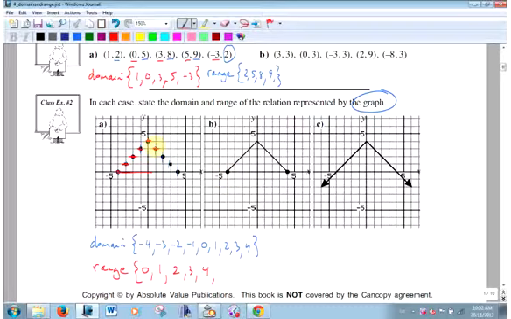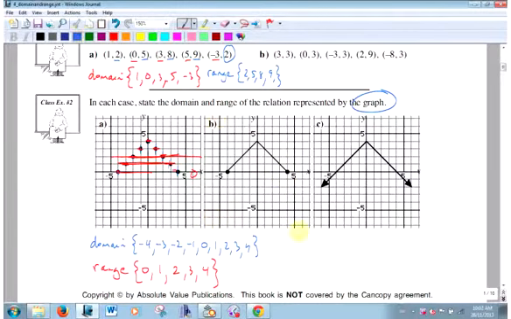What's this one? 3. Do I already have it? Yes. Do I already have that one? Yeah, that's the same y value, isn't it? It's the same height away from the x-axis. This one I already have. That one I already have. I don't want to put them twice. That's it. Okay? So, that's A. This is B.